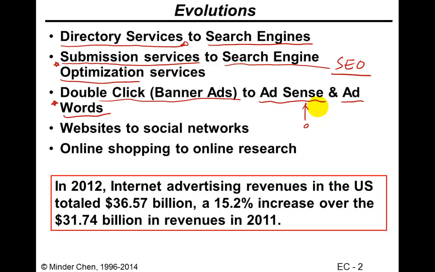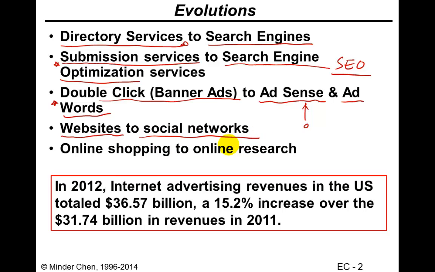AdWords is used by people who need to purchase keywords and place paid ads on Google search engine site. And we're going to see an example of that. So AdSense and AdWords are two different programs. AdWords brings more money for Google. AdSense maybe is only 1/3 of the size of AdWords in terms of revenue generation. And also we're moving from typical websites to a lot of social networking websites.